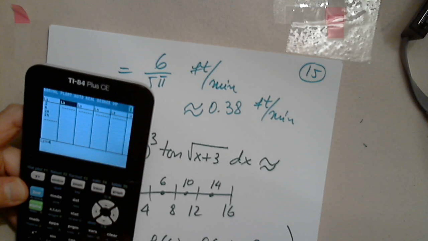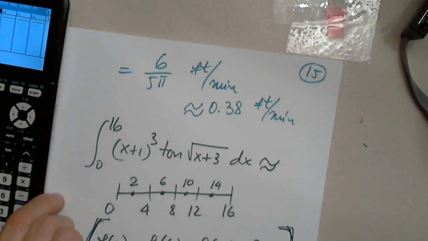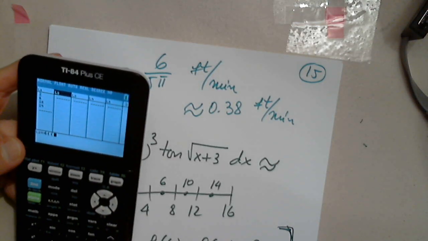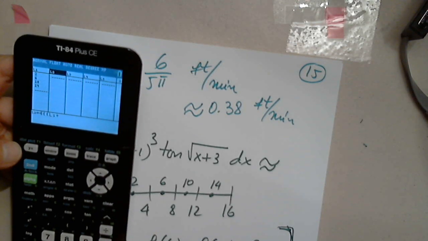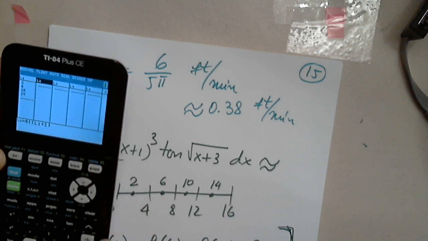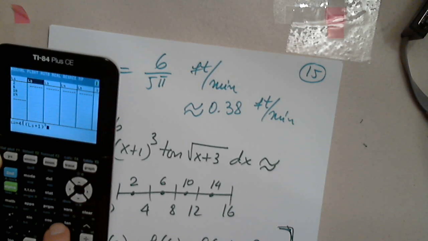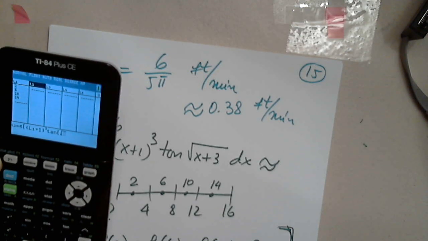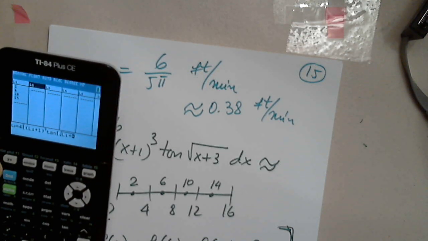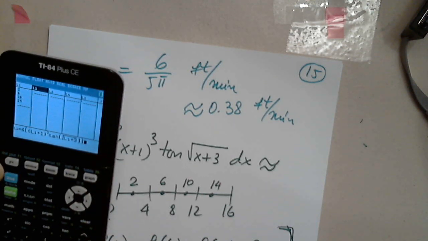4 is outside the parentheses, so these are the first set. That's what I have to have. And now another parenthesis. I'm afraid I did not put the second parenthesis. So L1, then plus 1, and then cubed, and then tangent, and then the square root, and then list L1 and then plus 3.